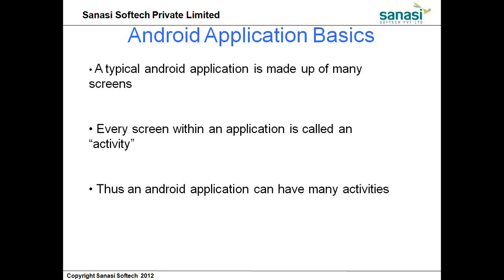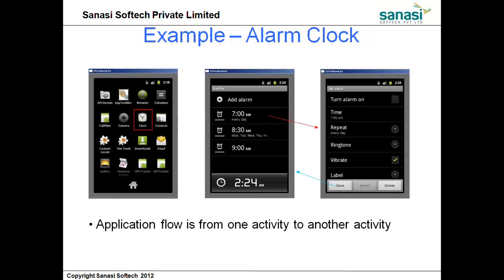Typically, any Android application that you build is made up of many screens. You can think of an Android application as being built of at least one screen, but you can have complicated applications that have more than one screen. There is a technical term very specific to Android, and it is in fact the term activity, as you can see in the second point of this slide. Every screen within an application is simply called an activity, and you can take any Android application and it can have one or more activities, that is, one or more screens.